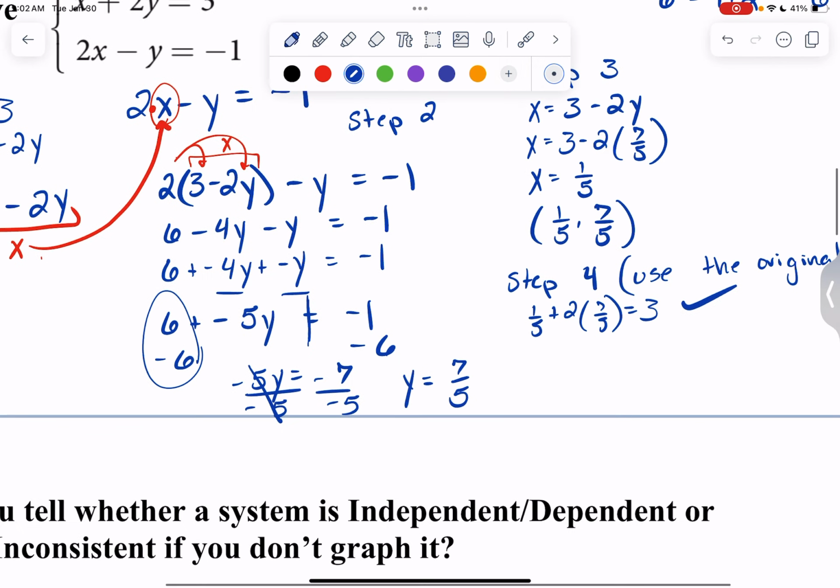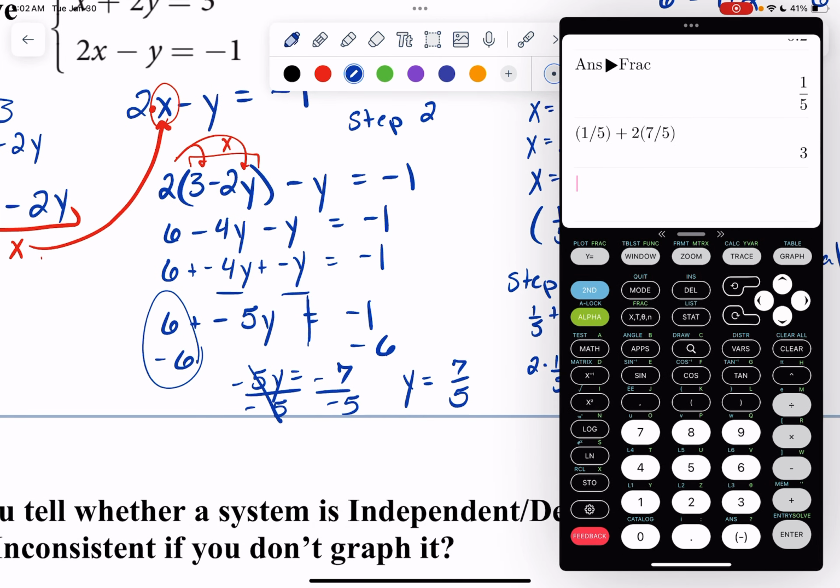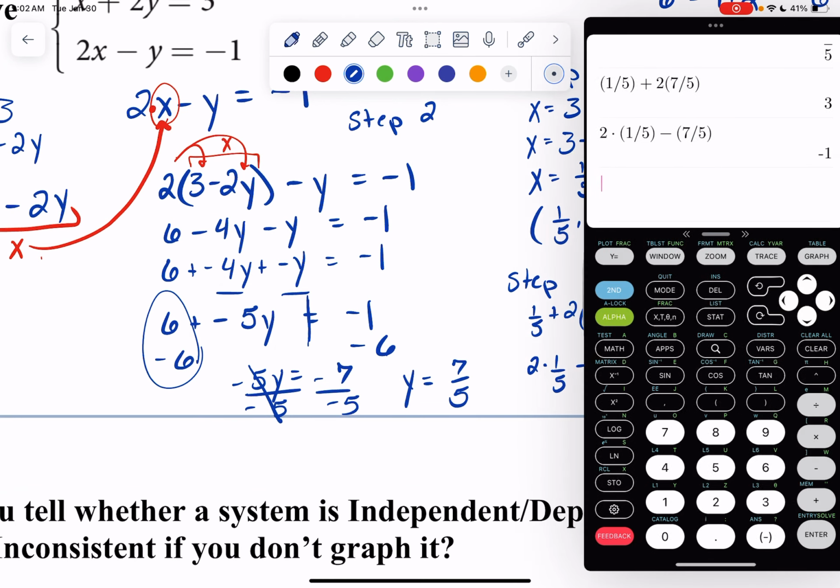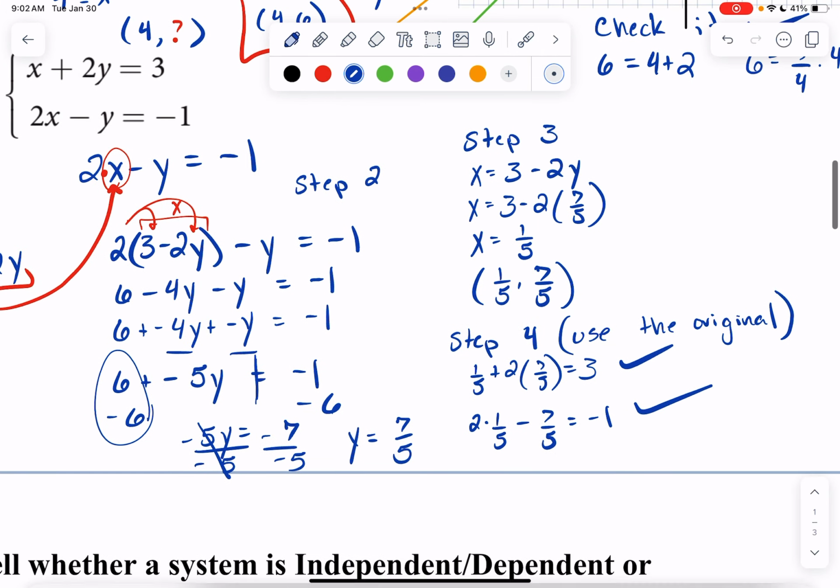So 2x, 2 times 1/5, minus y, which is 7/5. Does that equal negative 1? So 2 times 1/5 minus 7/5 does equal negative 1. Check, it worked in that one as well. So there we have our solution. You always want to check that.